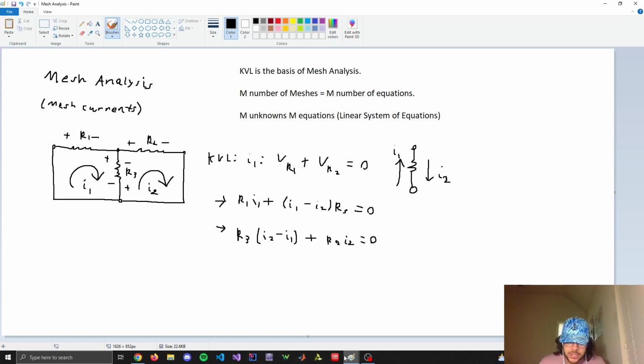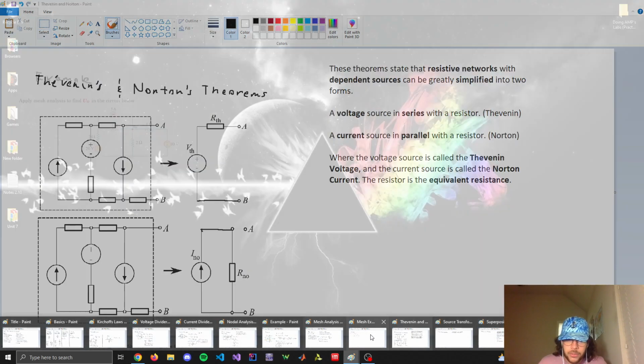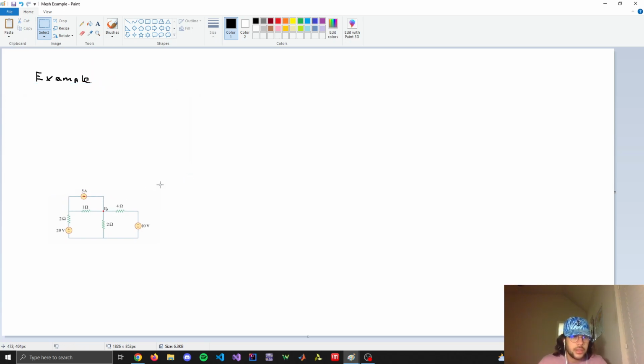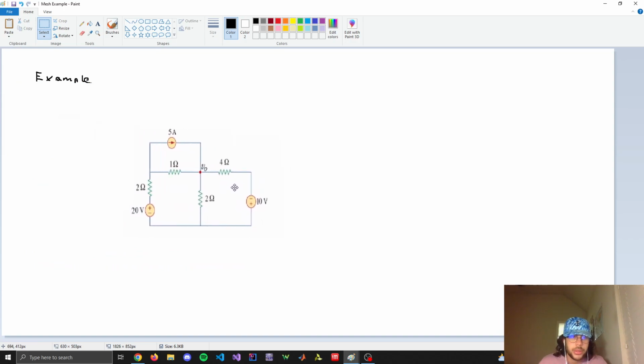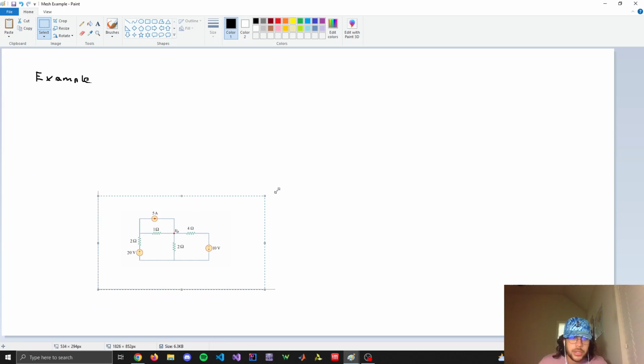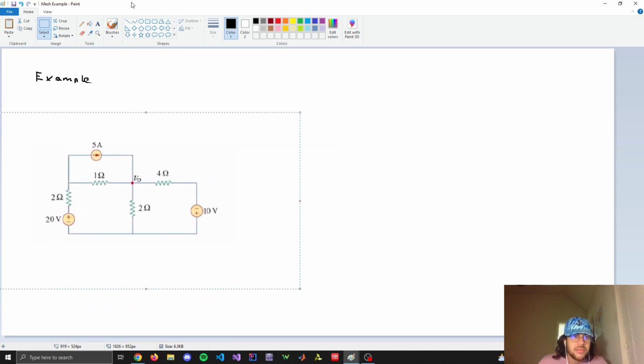So let's go ahead and look at an example for mesh analysis. We need to find V0 in the circuit below using mesh analysis. So let's go ahead and make this bigger. There we go. Let's get rid of this and make this big. There you go. Gotta make it really big. There you go. So we need to solve for V0 using mesh analysis.